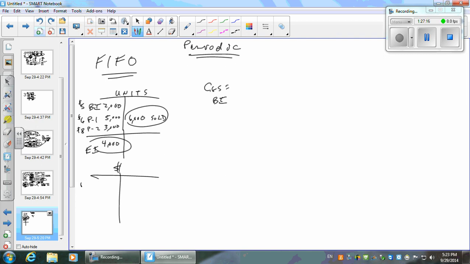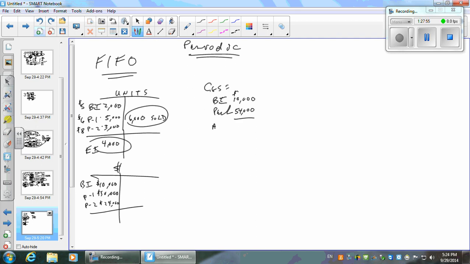So what we'd start with is beginning inventory of how much? 2,000 times 5, or $10,000? Everybody agree? You can do that. Beginning inventory is $10,000. Let's add our purchases in here. There are 2 of them. So purchase 1, 6 times $5. Everybody agree with that? 30,000. And then we had $8 times 3,000 units for purchase 2. How much was that? 24. So my total purchases are 30 and 24, or 54. Does everybody agree with that?